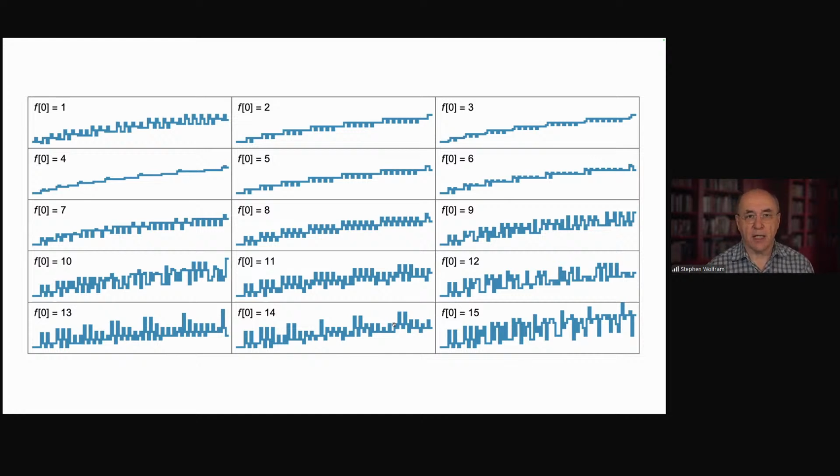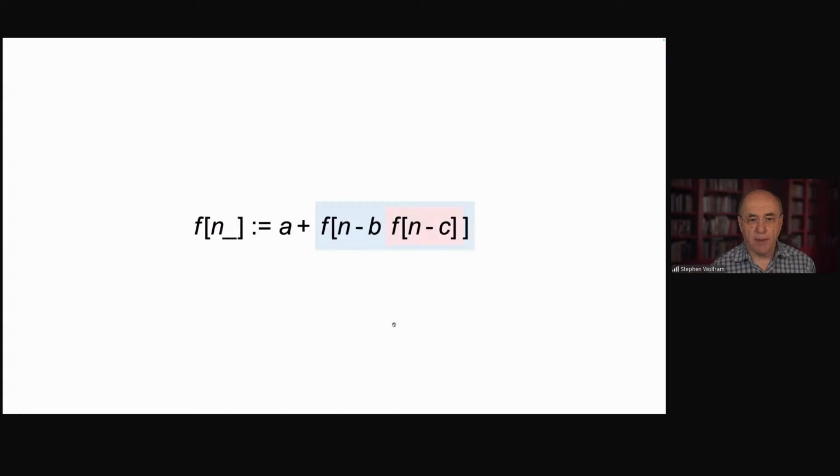All right, let's move on here. Let's talk about the P family, of which P312 is an example. That's recursions of the form f(n) = a + f(n - b) times f(n - c). So P312 is just one example of this P family defined this way.